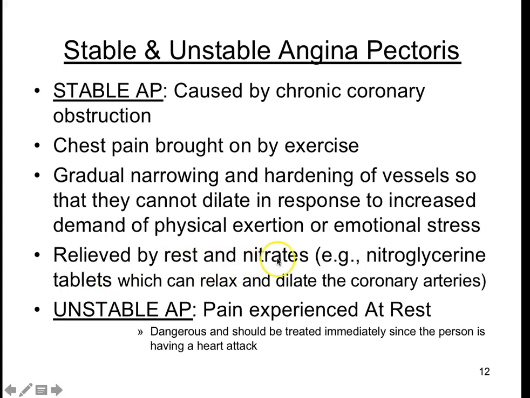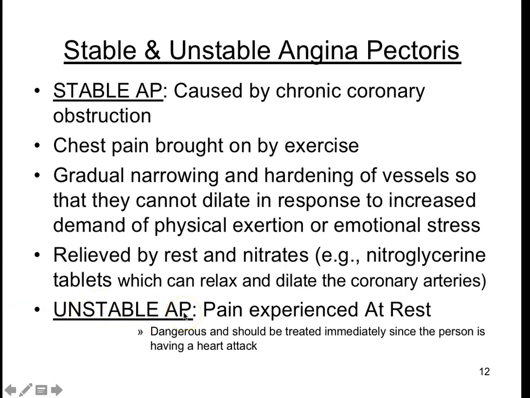The other thing is that you can give them nitrates. These are things like nitroglycerin. And people very often have heard of nitroglycerin tablets that you put under your tongue. And what the nitroglycerin does is it will directly interact with the coronary arteries. They have smooth muscle. And so the smooth muscle under the nitroglycerin is going to relax, it's going to dilate, and that can increase blood flow, and then the angina stops.